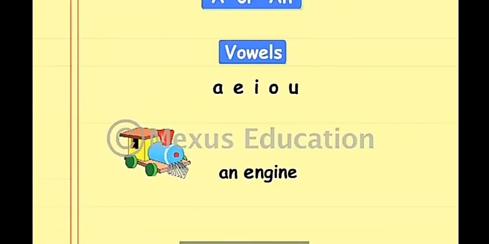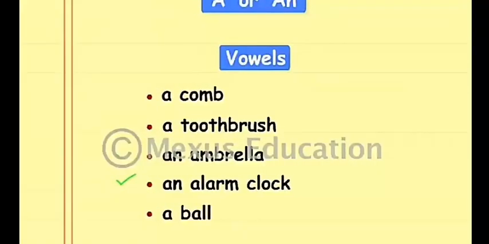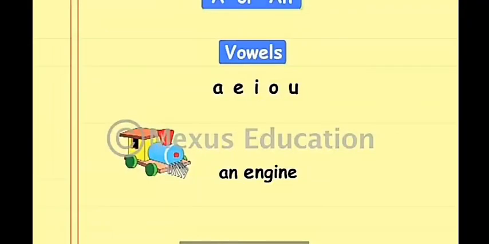A, aeroplane, an aeroplane. E, engine, an engine. E, egg, an egg. I, inkpot, an inkpot. Ice cream, an ice cream. O, onion, an onion. Orange, an orange. U, umbrella, an umbrella. Okay, these are the words because these are having the same sound.